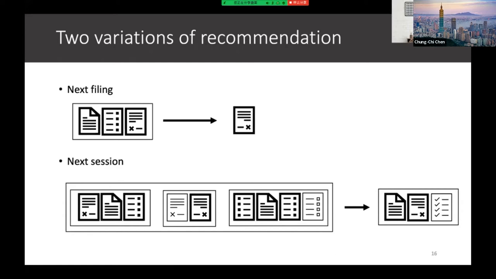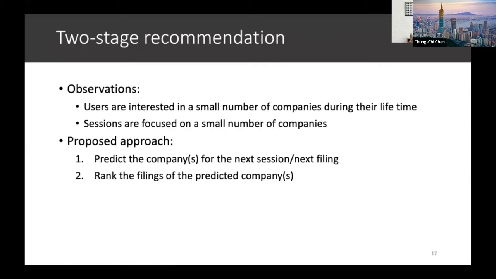there is another recommendation task that we identify, which we call next session recommendation. The goal of this type of recommendation is to recommend a full list of filings for a user to view in their next session. This is particularly useful for the frequent users of Edgar, a minority of users who are at the same time very important because they account for a lot of accesses in the data set. For them, we do have a rich history that we can use for predicting the next session of filings to be viewed.